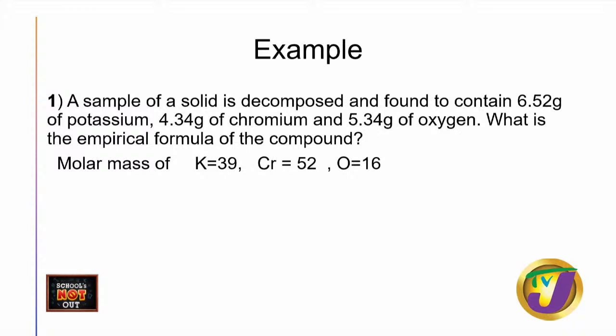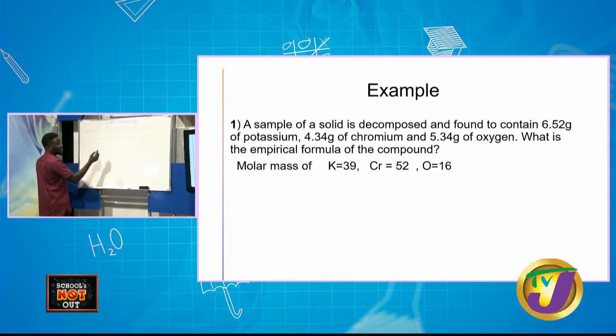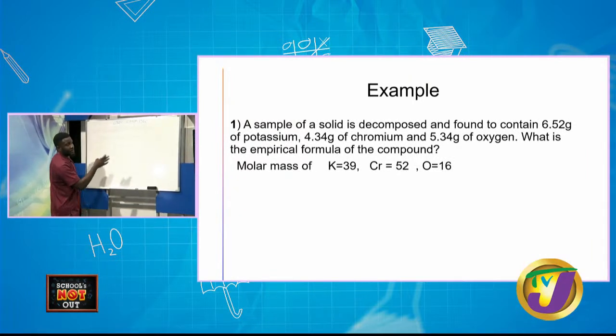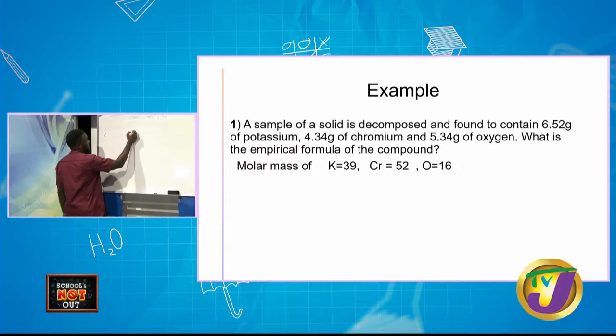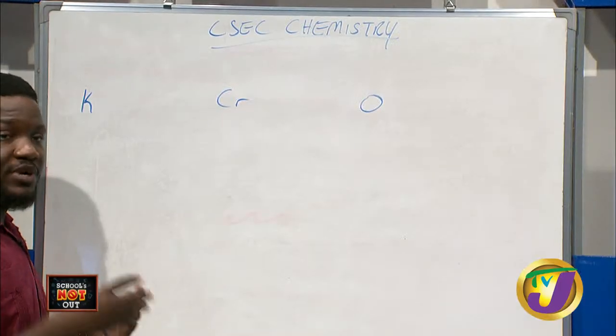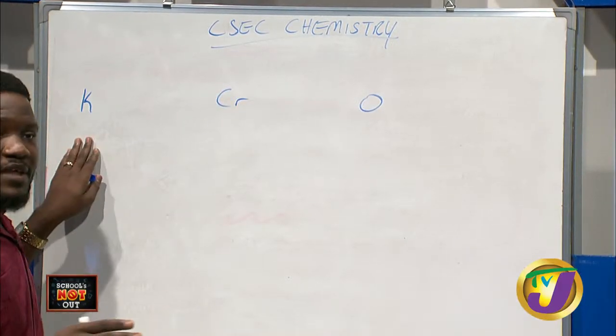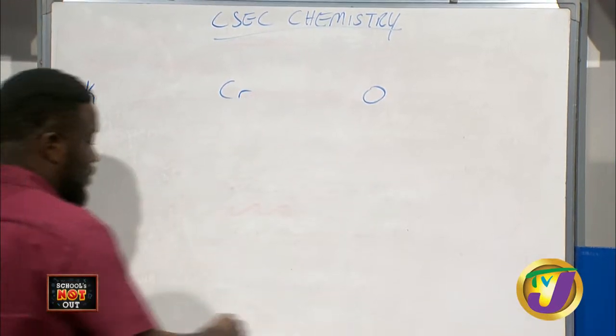All right. So before we move on to the next slide, let's go to the board. If we remember now, it says to calculate the empirical formula, we need the number of moles for each element. So in this, we have potassium, chromium, and oxygen. Those are our three elements present. So we need to find the number of moles for each of these three.